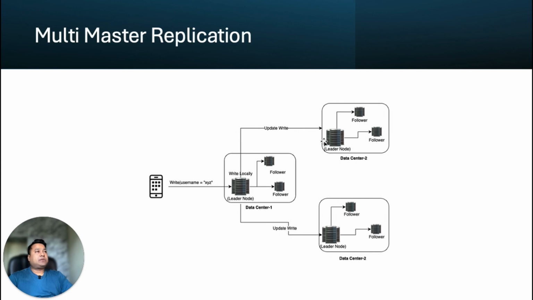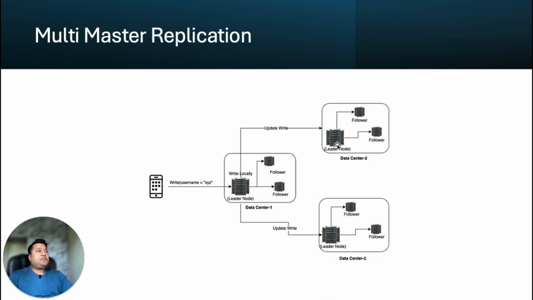Okay, it will first update the leader node 2, then the leader node 3, then update all the followers, and then go back to the client and say your write operation is successful. No, it won't work like that. If you make it work like that, you will end up having a lot of issues. So the way it works is asynchronous, right?